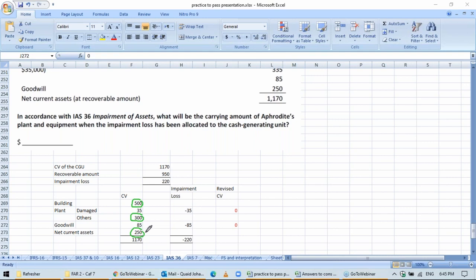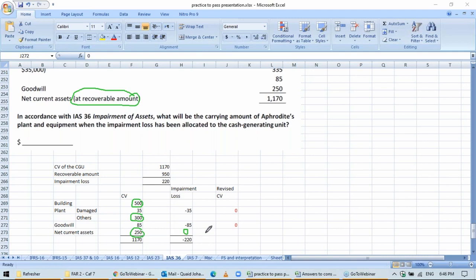Now remember one thing: net current assets are already at recoverable amount. They are already at recoverable amount, which means I cannot allocate any loss to it anymore, because it would be reduced below its recoverable amount. As said earlier in the previous MCQ, we cannot reduce the book value of the asset below its recoverable amount. So over here the recoverable amount is 250. So no impairment loss has occurred on this net current asset.